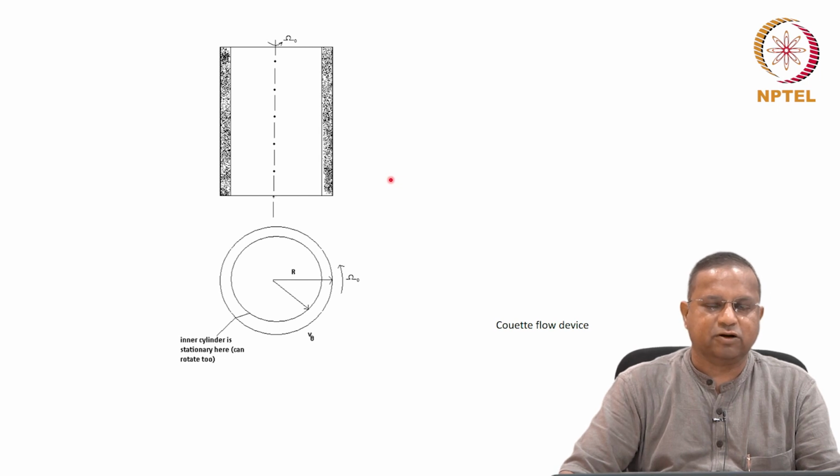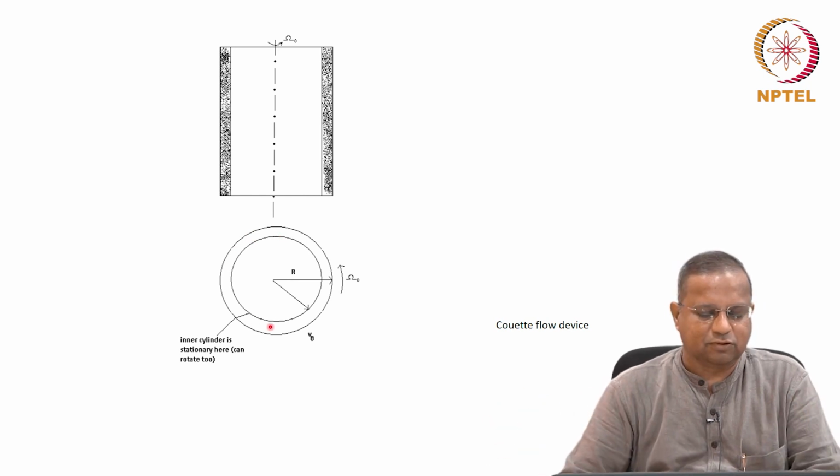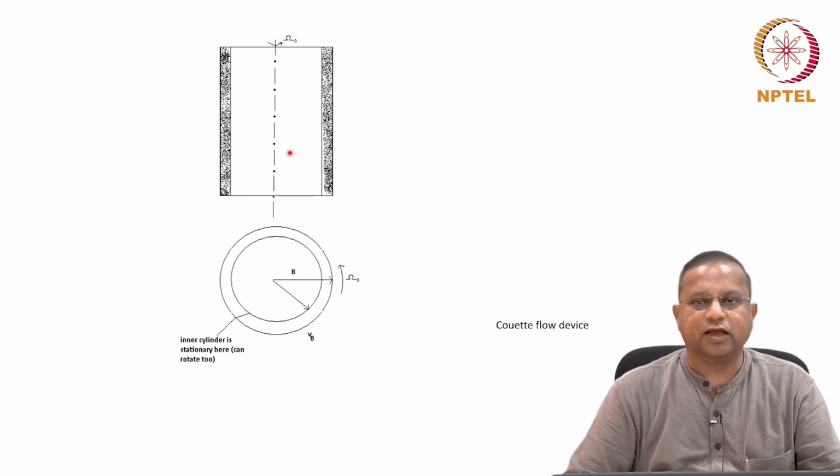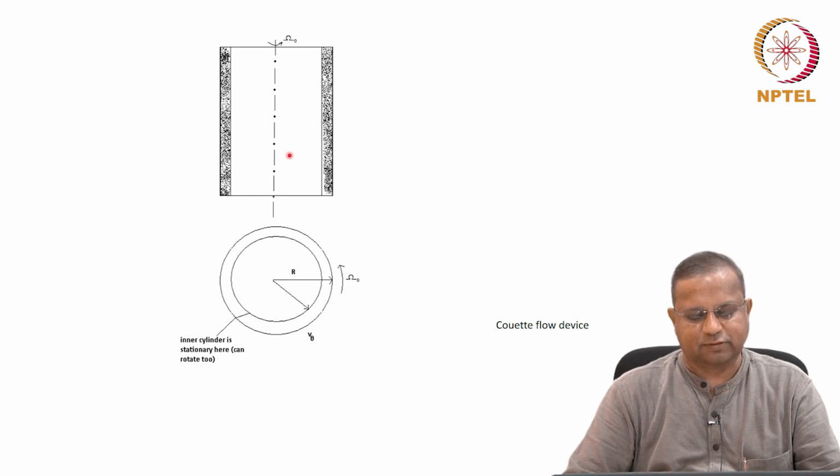Theoretically, any of the cylinders can rotate or both of the cylinders can rotate. However, there are some wide ranges of Reynolds numbers over which you can assume the conditions that are relevant for us if the outer cylinder rotates. The inner cylinder is stationary here. So this is what we call the Couette flow device.